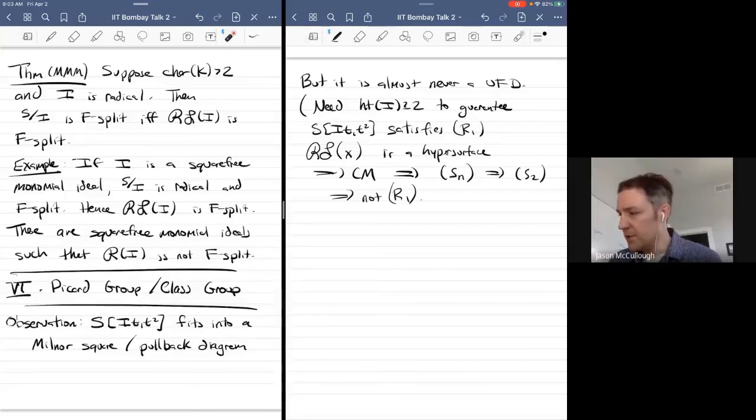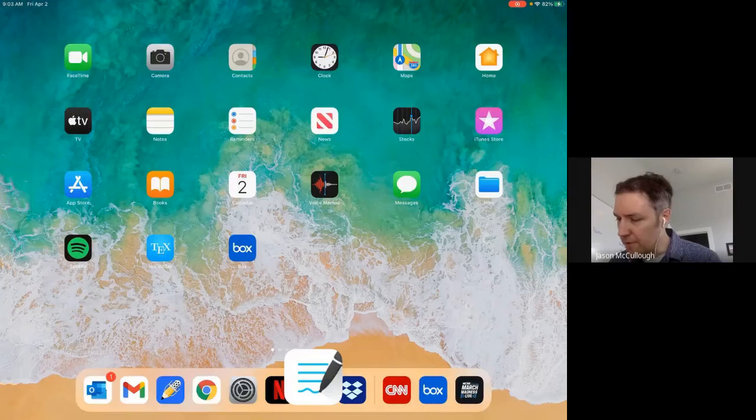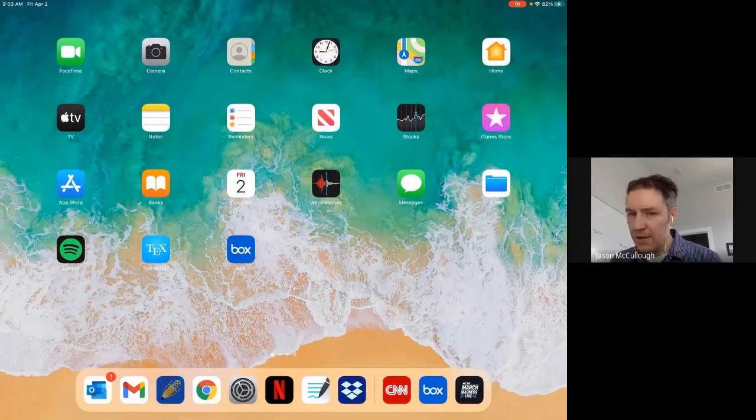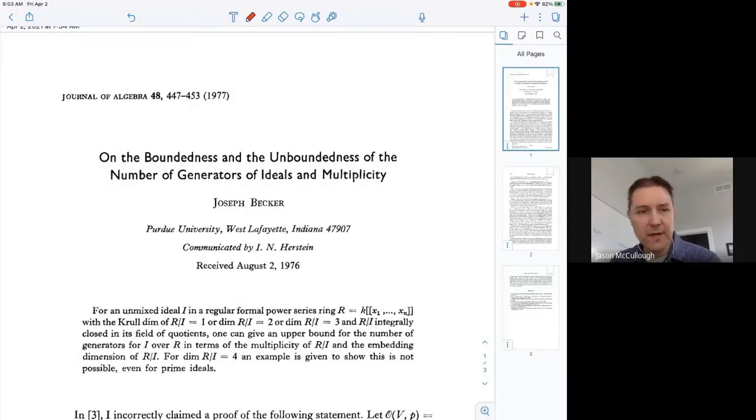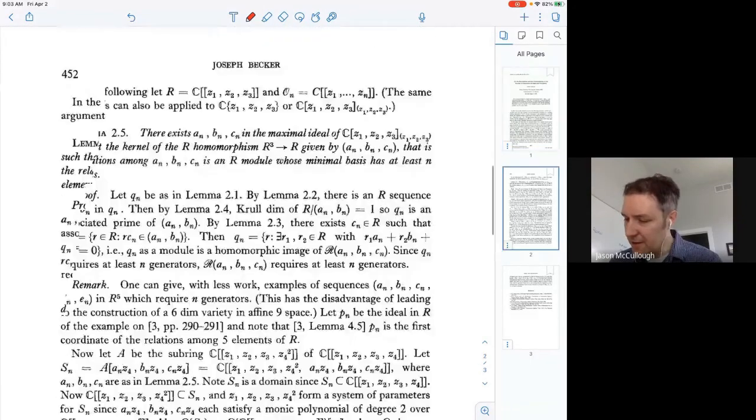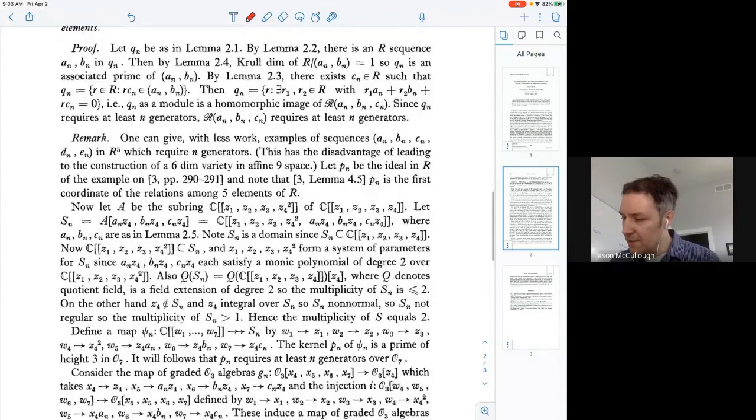Oh, and I meant to mention earlier, someone, I forget who, had asked last week where these things came from. So that was this paper by Joseph Becker from 1976 that I came across. And among other things, down here, he defines this ring here that's a local version. So it's kind of like what you're thinking about. This is a power series ring rather than a polynomial extension.